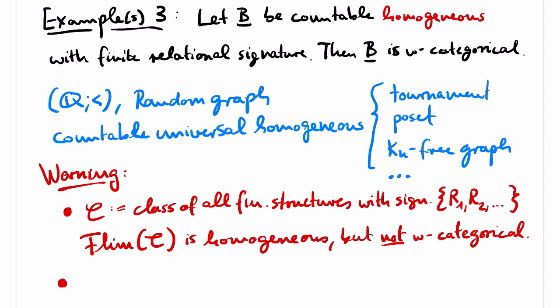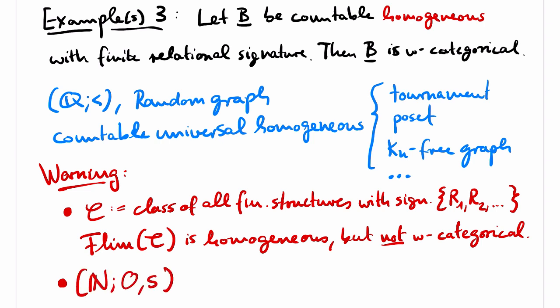Also, the assumption that the signature is relational is necessary. I have defined homogeneity only for relational signatures. But the correct definition for general structures B is that B is homogeneous if every isomorphism between finitely generated substructures of B can be extended to an automorphism.